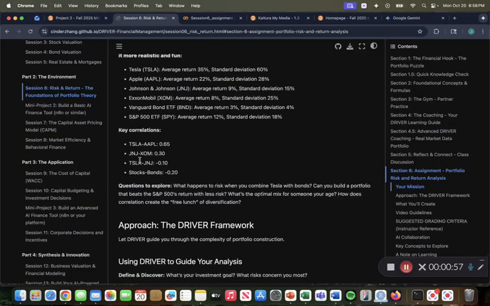And then some correlations to consider. Tesla and Apple correlation is 0.65. Johnson & Johnson and ExxonMobil is 0.3. Tesla and Johnson & Johnson is negative 0.1. And stocks and bonds, negative 0.2, so being the S&P and Vanguard.